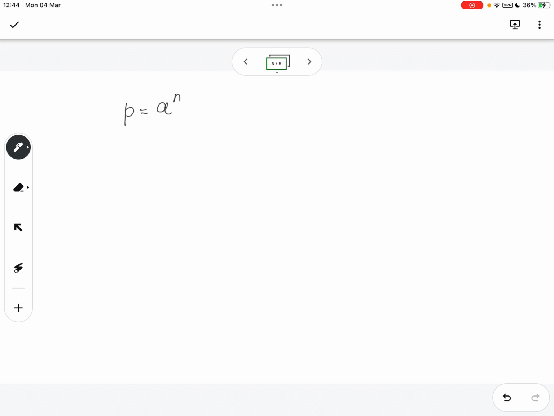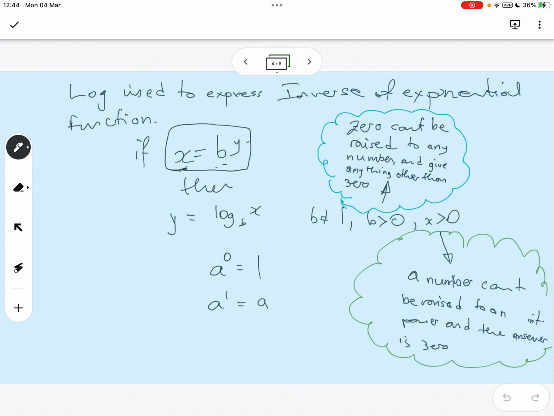Okay. So let's discuss the following. We have p equals a raised to power n. And what is its inverse? The inverse is p equals log base a of n. Log n, base a, of n equals p. Yeah.